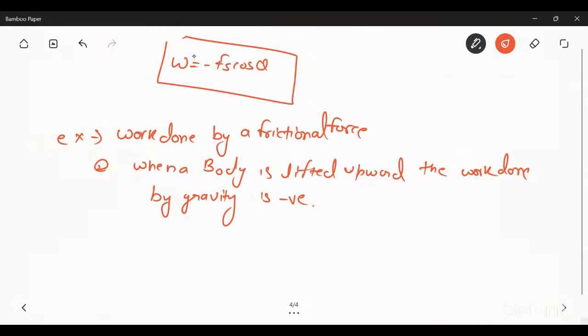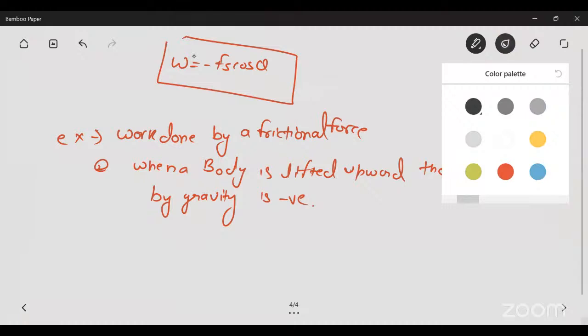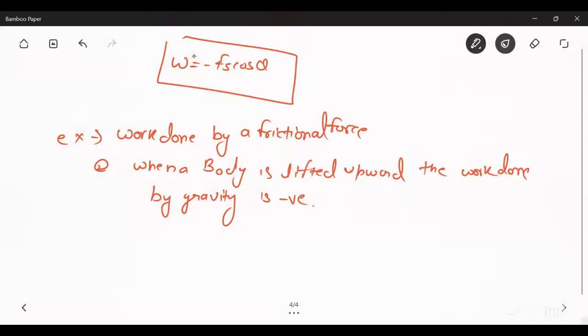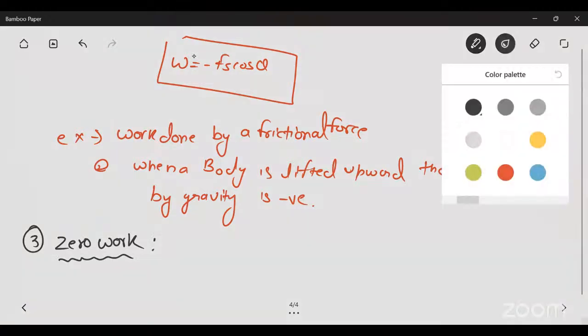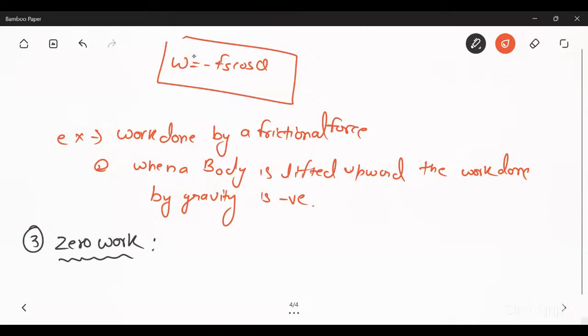Now come to the last part, that was zero work done. When the work done is said to be zero: either force equal to 0, or displacement equal to 0, or the angle between them is 90 degrees. In that case, the work done is said to be zero work done.